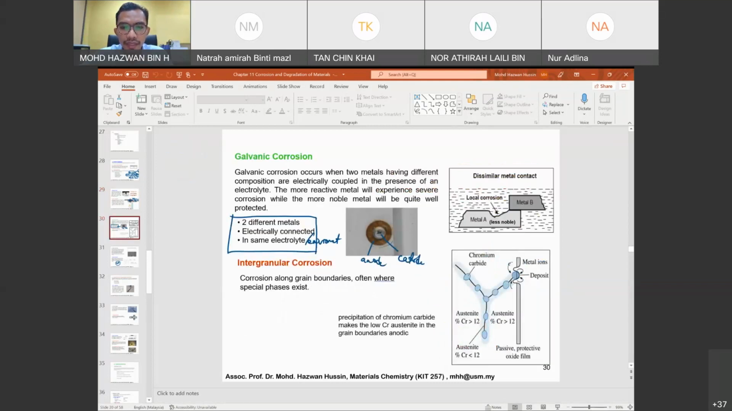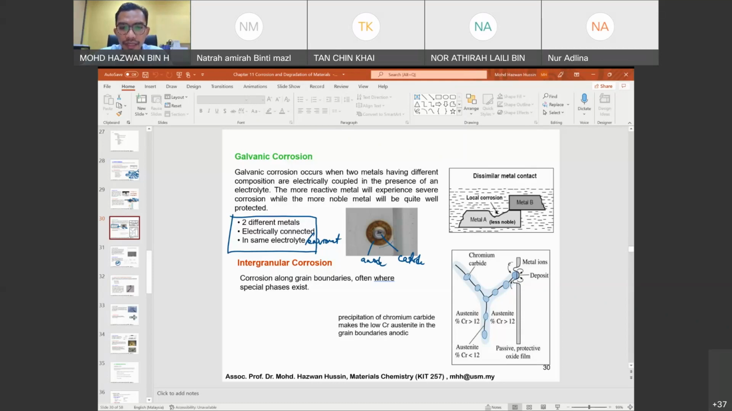Galvanic corrosion, meanwhile, is caused by attaching two metals with different reactivity in the same electrolyte, in the same environment. With that connection, it gives a galvanic effect. The one that is more active will become the anode, and the one that is more noble will become the cathode.